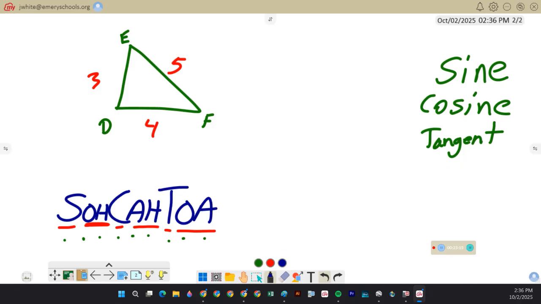All right, 4, 5, 3. There are lots of things we can do with trig. We're going to start with the very, very basics today. What is the sine of F? There's a lot going on here, so here's what we do. We focus in on F, and then we name all of the sides with reference to F. So what is the 4 in reference to F?